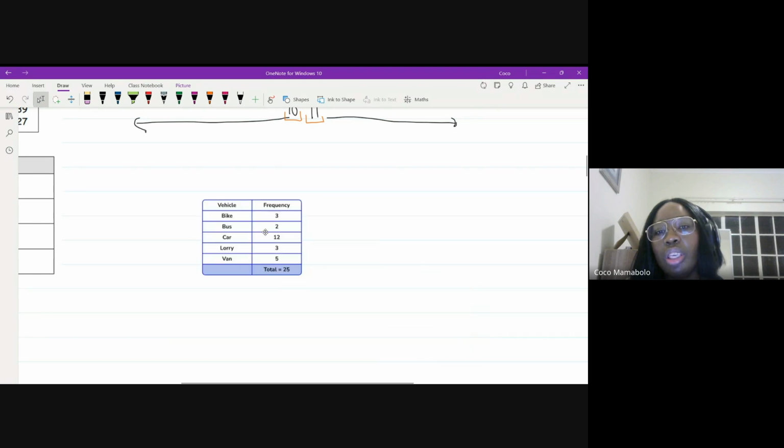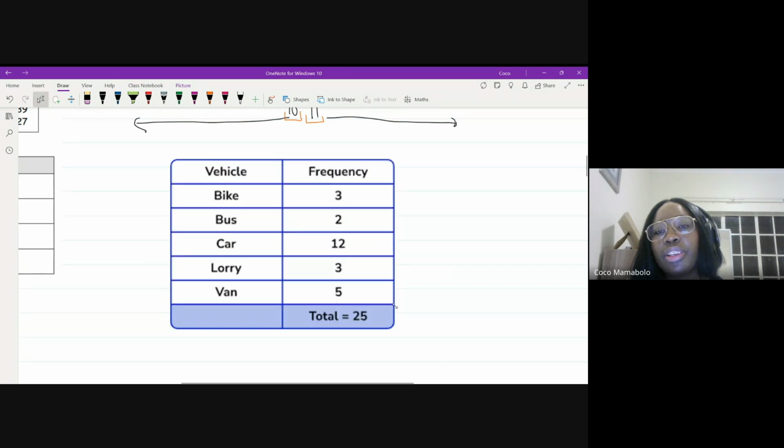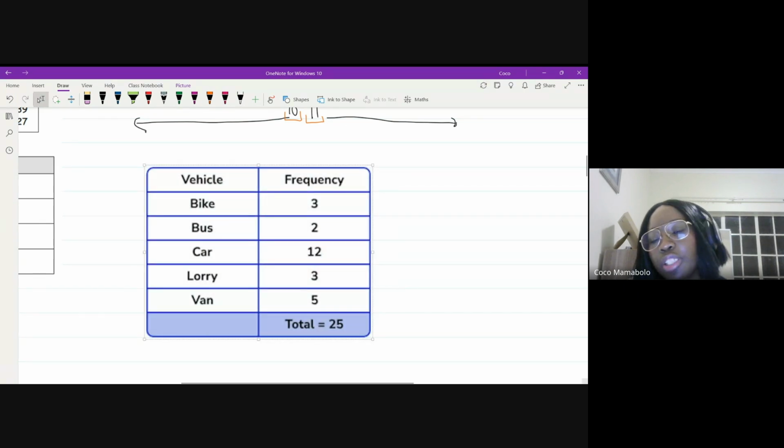All right, so here we're looking at the different types of mode of transportation that people take in their class or that they take to work. Right. So if we want to figure out what the modal transport is and what the median transport is, we're going to look at the frequency. What is the modal transport? What is the modal transport?